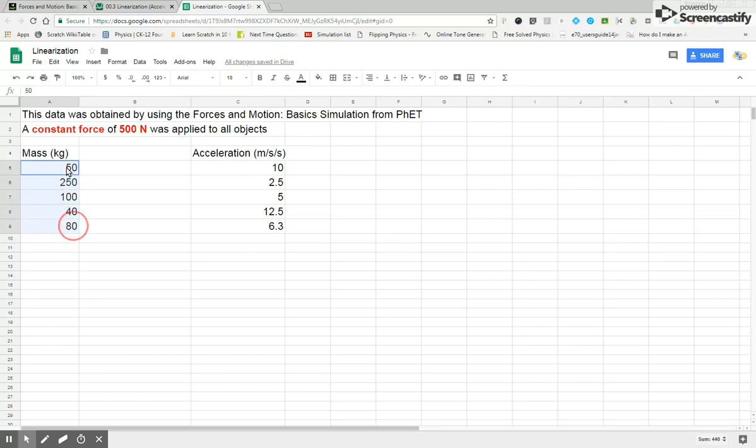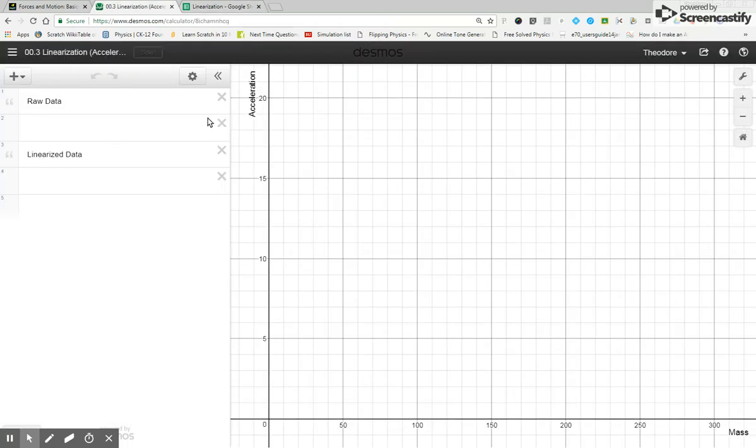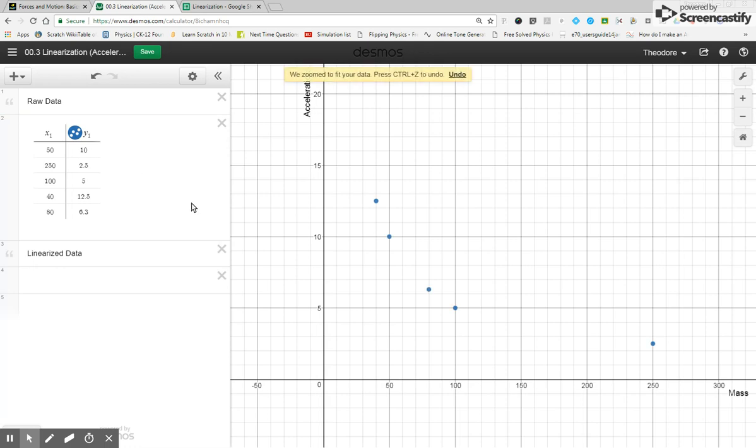Now, we showed in a previous lesson how to get this data over to Desmos. So I'm going to highlight all this, hit Control C to copy it, and move over to Desmos. Right here, I'm going to paste that data by doing Control V. Looking at this, I see a graph that appears to be obeying some kind of inverse relationship. As mass is going up, acceleration is going down.